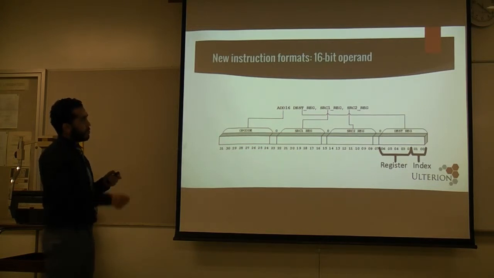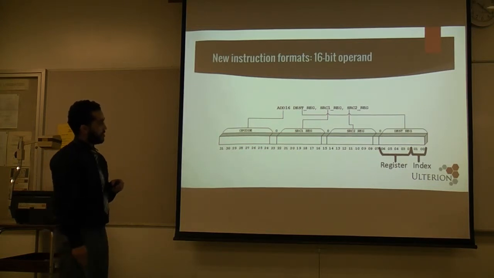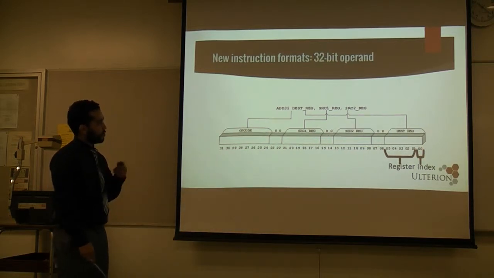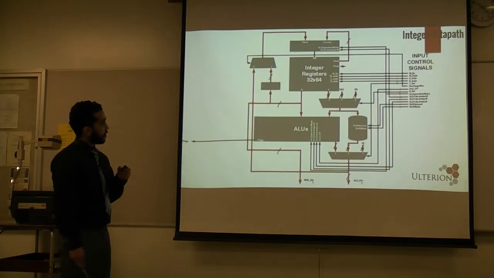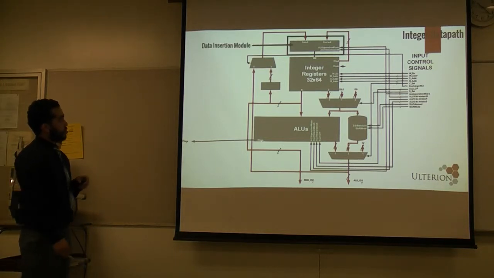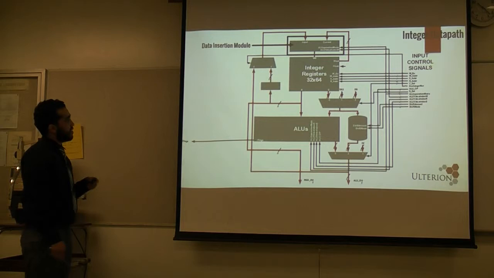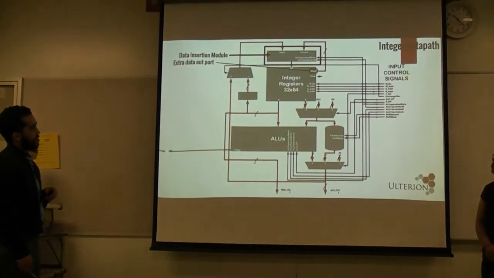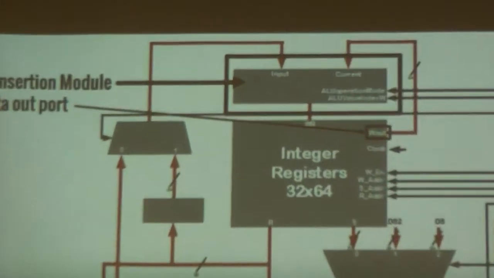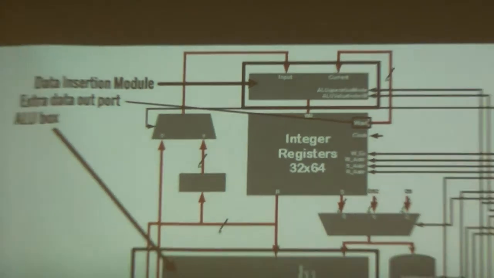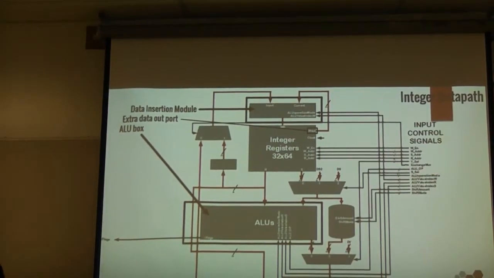The same concept follows for 16-bit operands. The only thing is that we don't use one of the bits. Also for our 32-bit operands. Now, the things that we had to add to the integer data path to achieve this enhancement was a data insertion module, which goes on top of the integer register file that we have. We had to put an extra data output on the register file. And we had to create the ALU box, which contains 4 ALUs, the 8-bit, 16-bit, and 32.